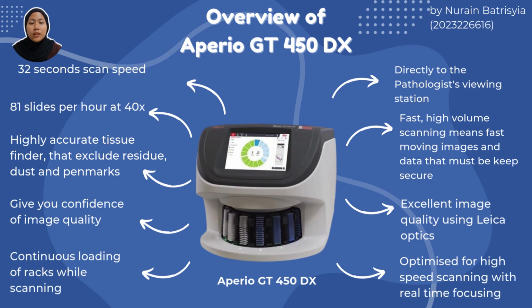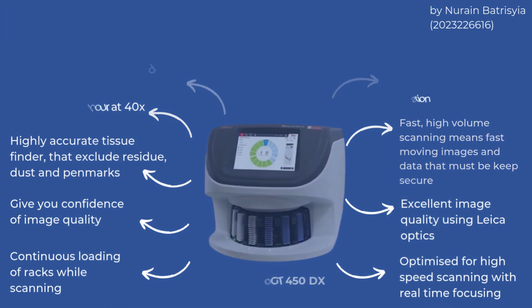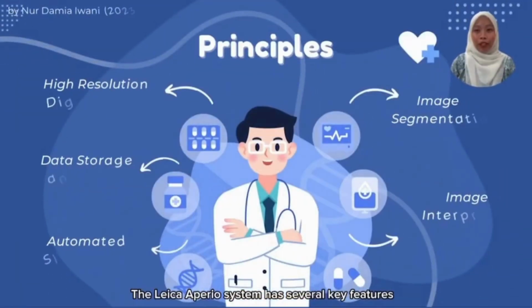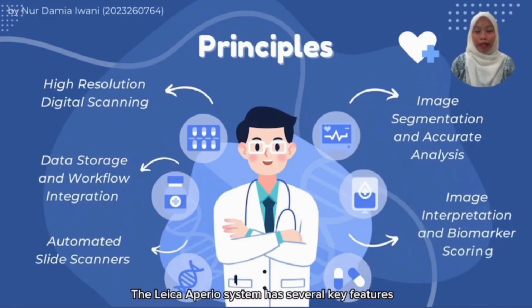Excellent image quality using laser optics, optimized for high-speed scanning with real-time focusing. The Leica Aperio system has several key features that make it suitable for high-resolution detailed pathology. First, it offers high-resolution scanning, capturing a detailed digital image of the entire tissue slide.